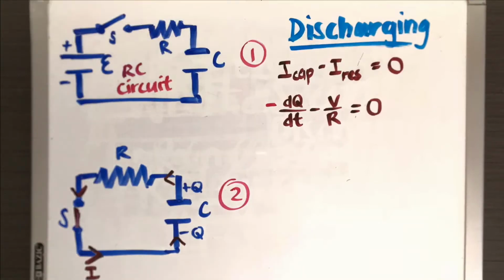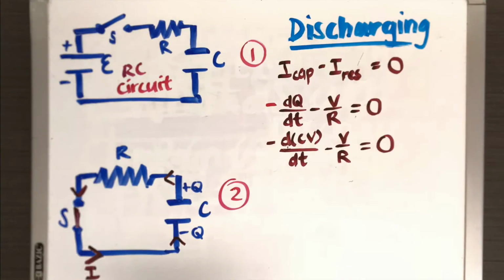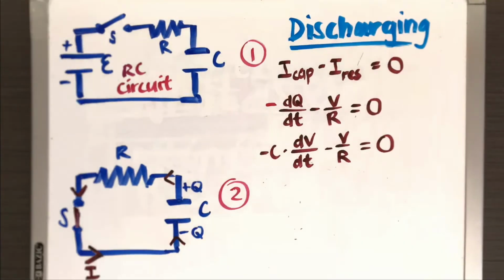Charge on the capacitor can also be written as C times V, thus giving us d(CV) over dt, and the rest is the same as before. We are going to assume that the capacitance is not changing, so we are going to take C out of the derivative. If the capacitance was changing, then we have to go through partial derivatives. But for simplicity's sake, we now have the equation negative C times dV over dt minus V over R equals 0.